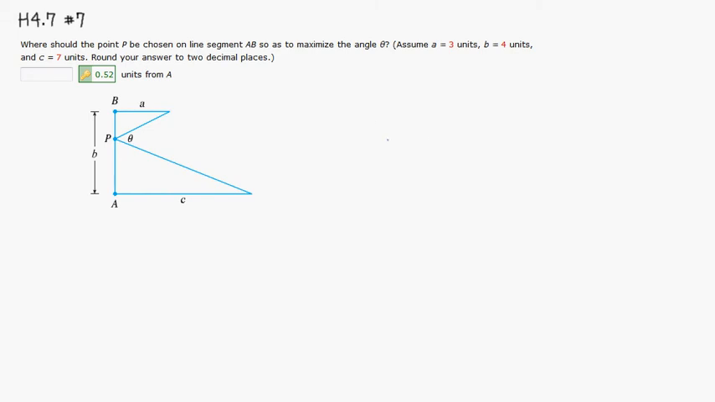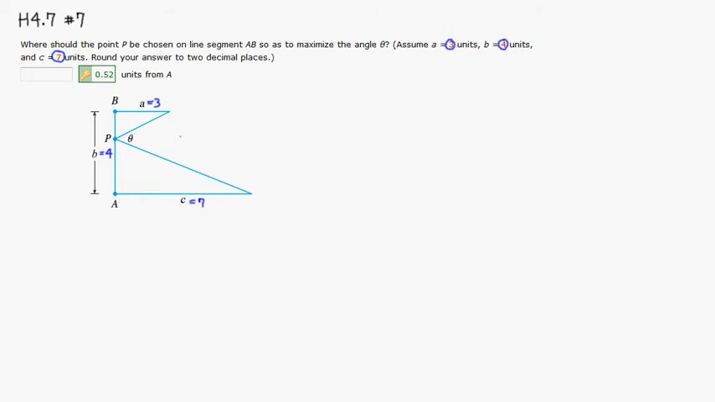Okay, let's go over homework 4.7, number 7. What we want to do is move around P so that angle theta is the largest possible. Given values: A is 3 and B is 4. So 3 is here, B is 4, so that's 4 right there. And C is 7. So those are given.